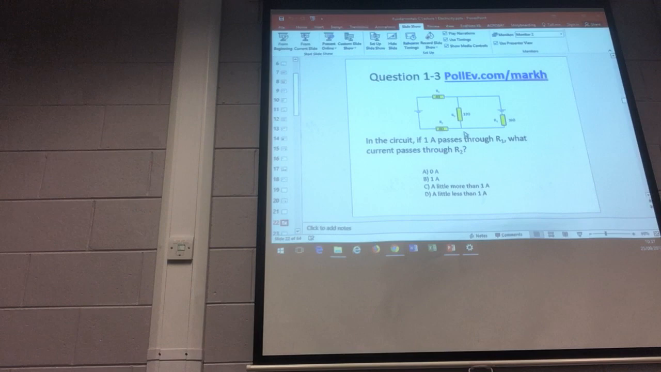So between any nodes, the current must be the same. Between there, all the way through there, to this node must be the same current. From there to there must be the same current. And from here, around here, must be the same current.